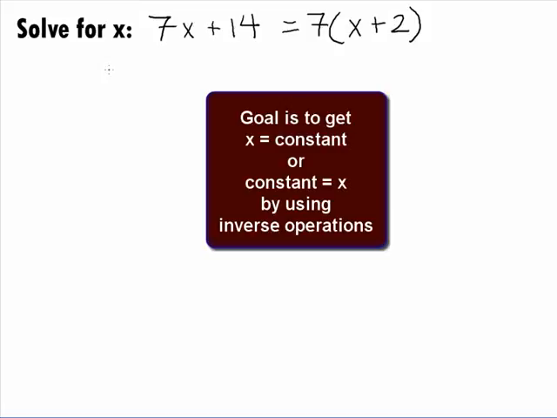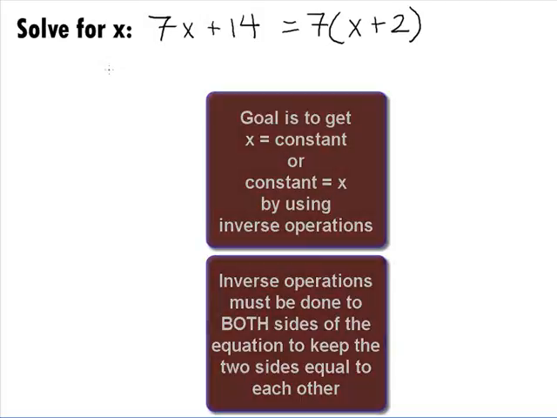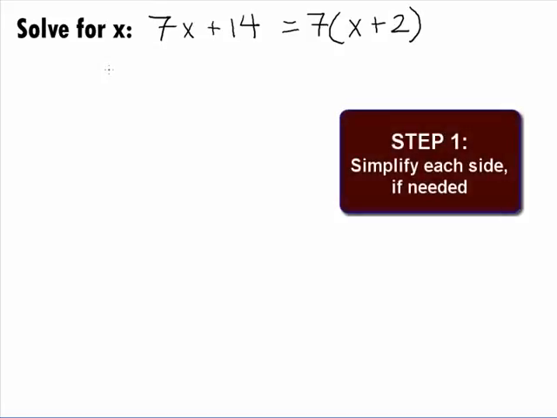side using inverse operations. When we do the inverse operations, we want to make sure that we do the same thing to both sides in order to keep the two sides of the equation equal to each other. It looks like x is on both sides of this equation and it is not by itself. In step 1, we want to simplify each side if needed.